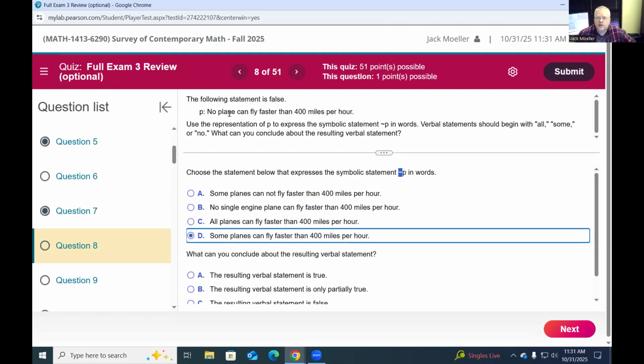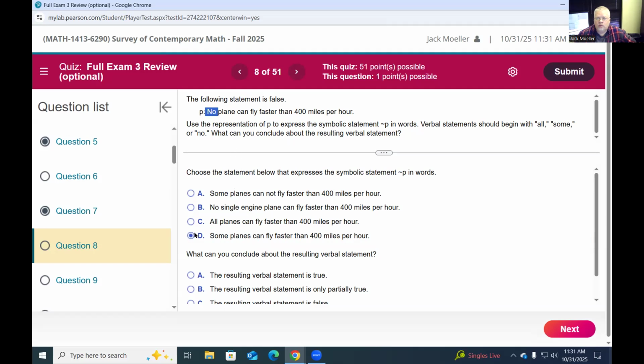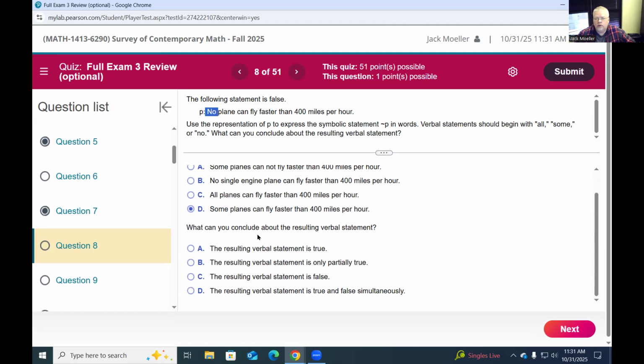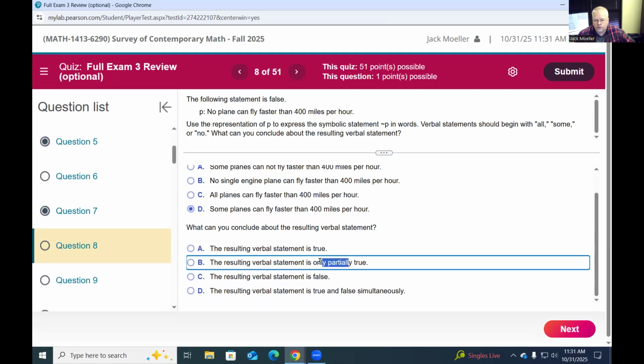Because that says no plane, but as long as at least one can, that would be changing the true or false. So what can you conclude about the resulting verbal statement? Well, first of all, B and D are out the window, right? Because the resulting verbal statement is only partial. There is no partially true or false. It's either true or it's false. To be true, it has to be true 100% of the time. If it's partially true, then it's false. Okay. So it can't be B.